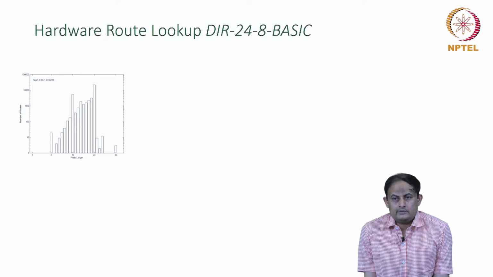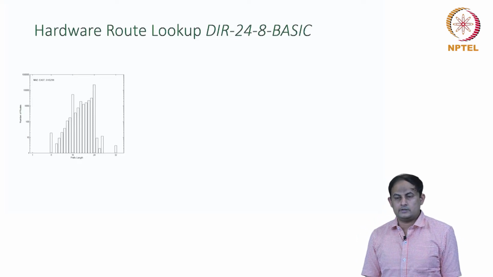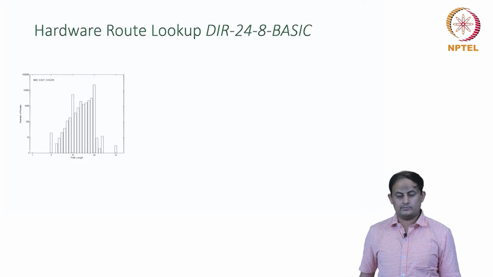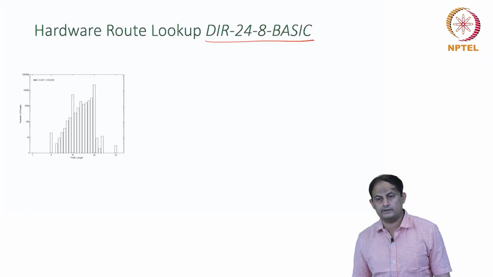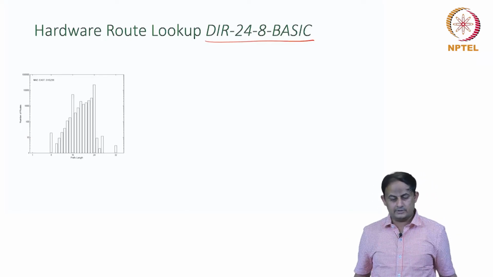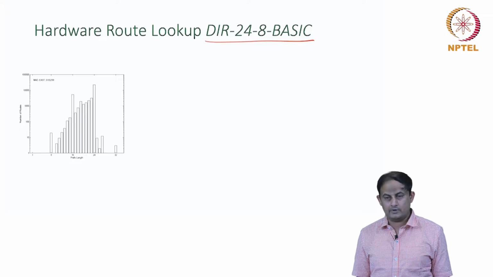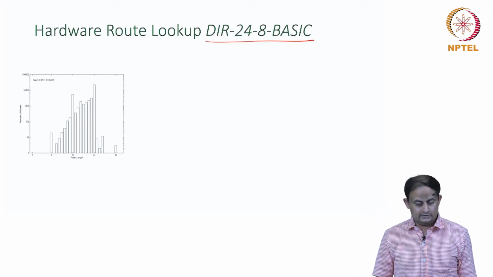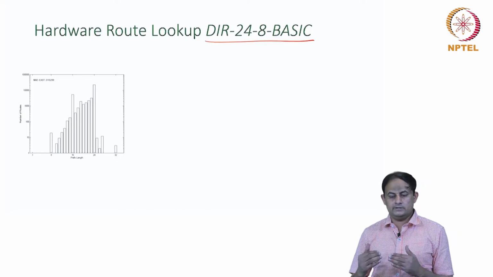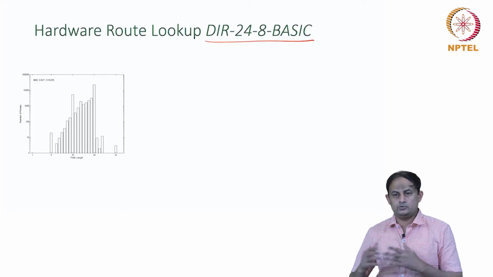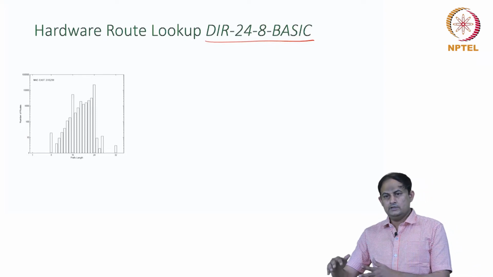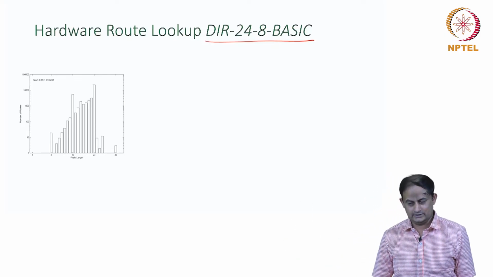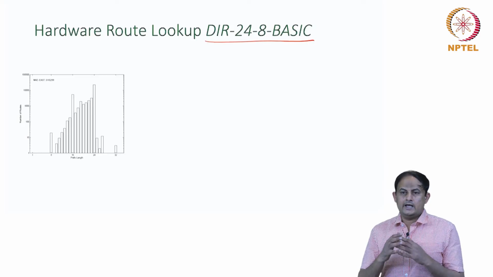So first I will discuss a simpler architecture of hardware based route lookup. This route lookup is called the direct 24/8 basic route lookup architecture, and this is a research effort at Stanford University, and it is a very simple lookup operation that is done in hardware. What it does is it divides the prefixes into two parts. One is up to length 24, that is 0 to 23, and from 24 to 32, that is the complete address. It has got two tables.